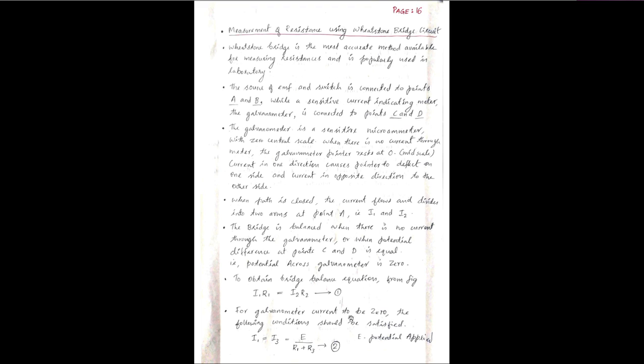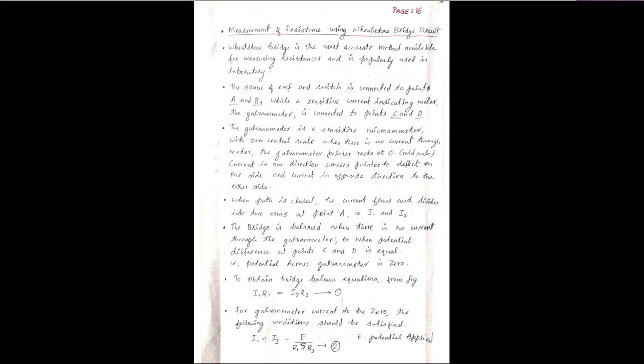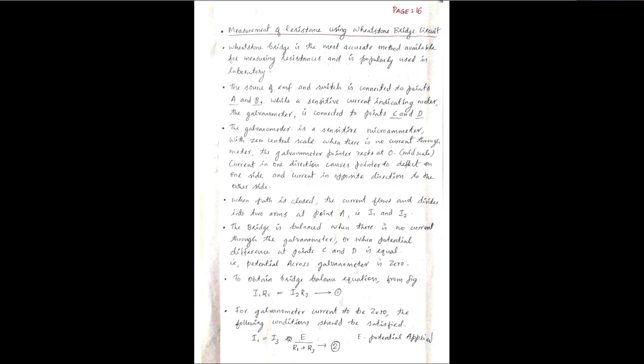For galvanometer current to be 0, the following condition should be satisfied: I1 should be equal to I3, and I2 should be equal to I4. Then I1 equal to I3 should be equal to E divided by R1 plus R3, the potential applied here.